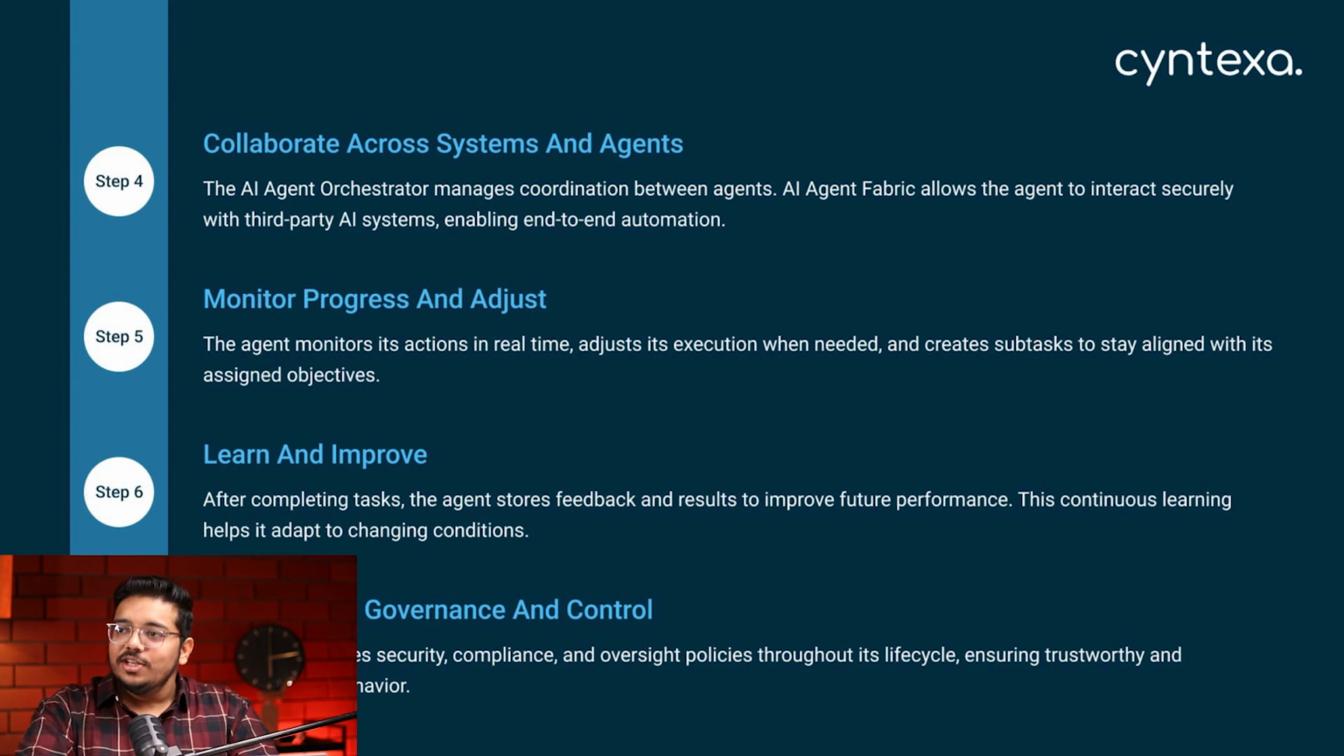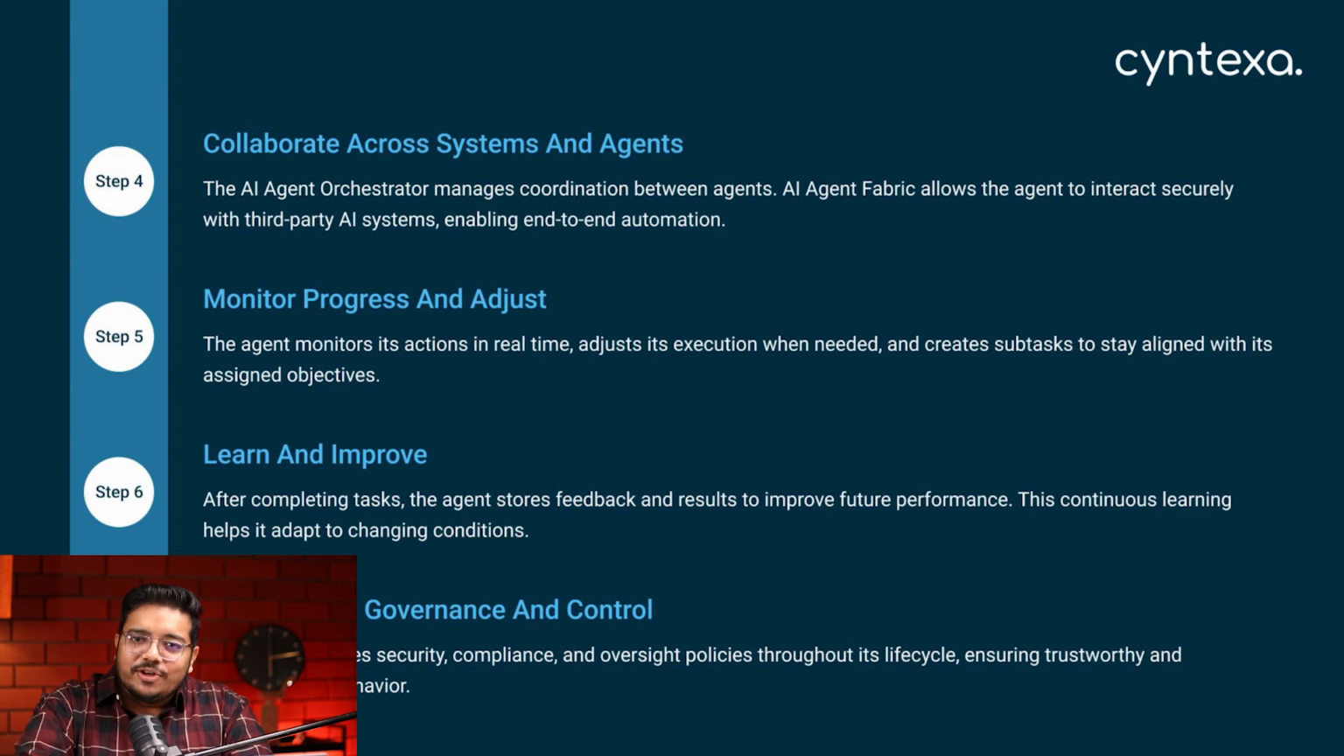Next, we have collaborate across systems and agents. The AI agent orchestrator allows AI agents to collaborate with other agents that we have built, and with other automations that we have built. And the AI agent fabric will allow us, probably not right now, but it will allow us to integrate with other AI agents outside the ServiceNow platform itself. So that is something possible.